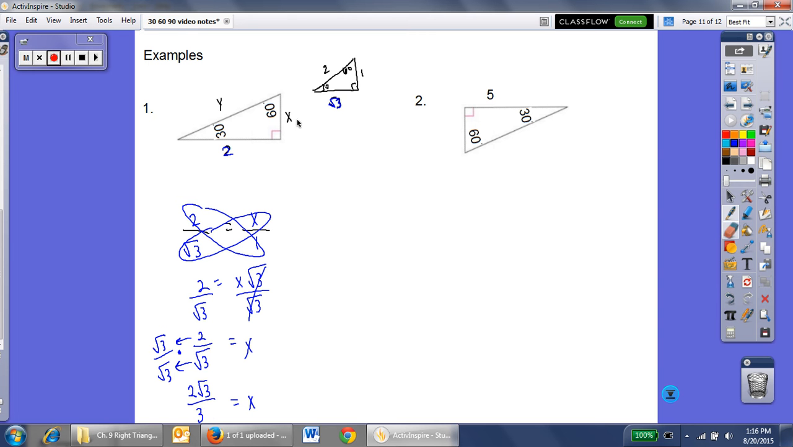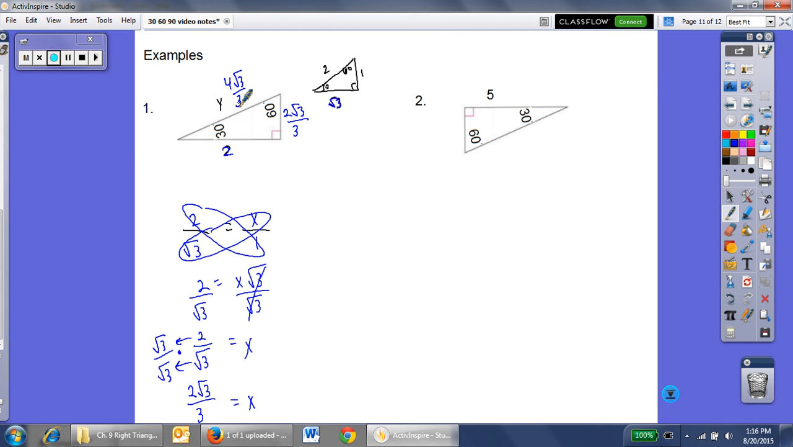So let me go back into the original drawing and fill this in. So this is 2 square root 3 over 3 as a short leg. So using the pattern, I know from before that the short leg and the hypotenuse are double. The hypotenuse is double the short leg. So all I need to do is take 2 square root 3 over 3 and double it. When you do that, you just get 4 square root 3 over 3.